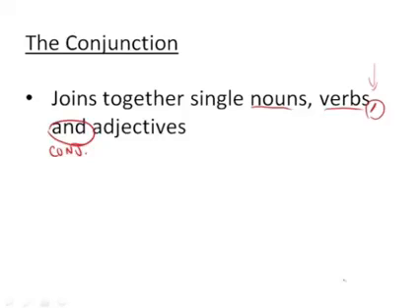The key here, though, is you have a series of things, and we're listing. That's what we're doing. We're joining together this word, and this word. And so our conjunction needs to come here at the very end. And it doesn't have to necessarily be nouns. It can be verbs. It can be adjectives, as we'll see in a moment.